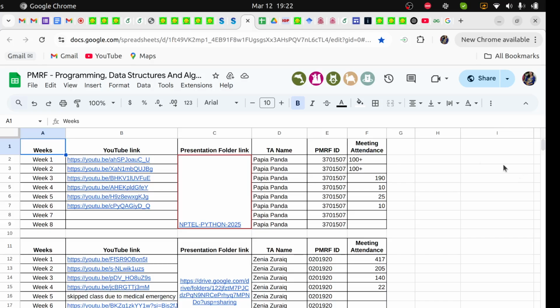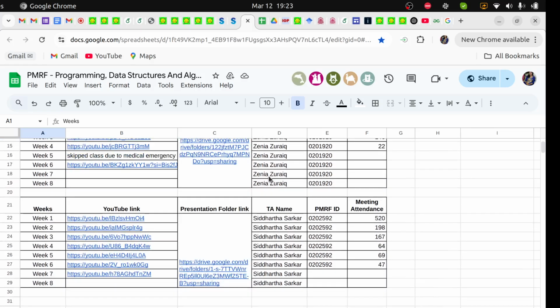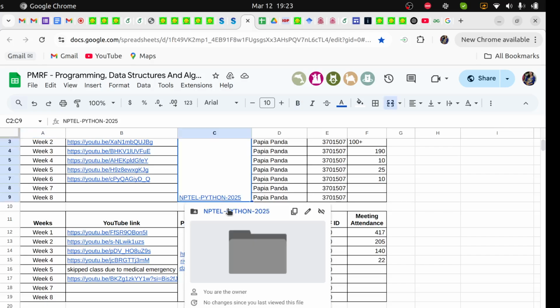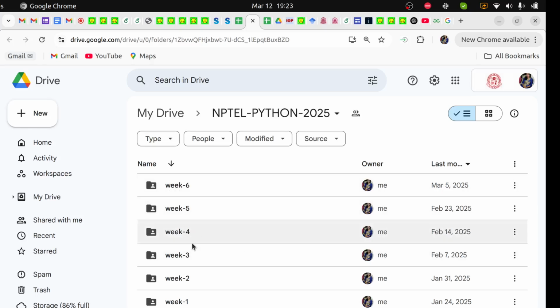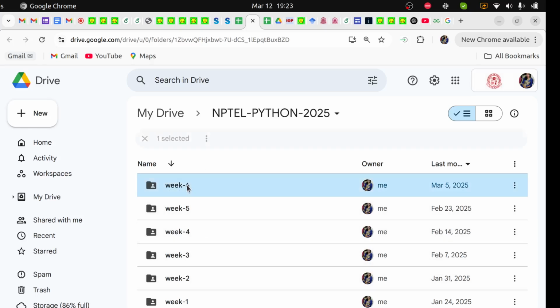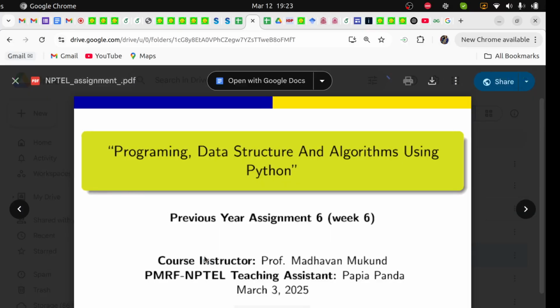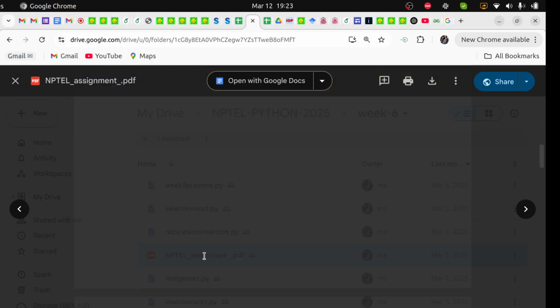Yeah. Okay, so here you can see there is one TA, another TA, and a third TA. If you click here, then click here, there will be one drive, and up to week 6 I just posted the problems there. You can see this PDF is there. This PDF is exactly the same as whatever was in that class.